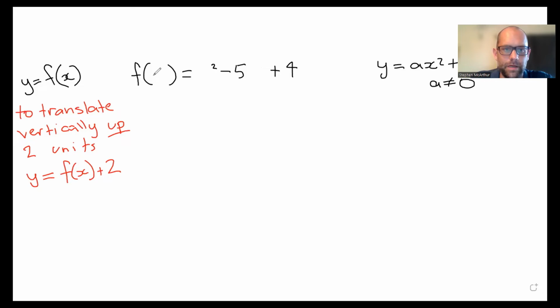Okay, so put that back in black. x squared minus 5x plus 4. Okay, so let's do a new one. So f of x plus 2 must equal whatever f of x used to be.